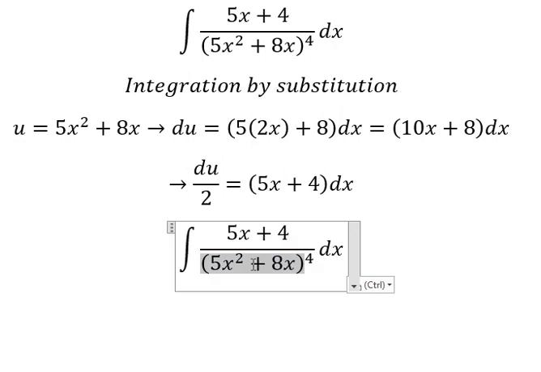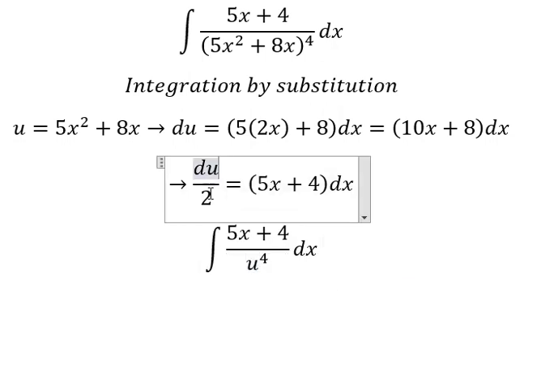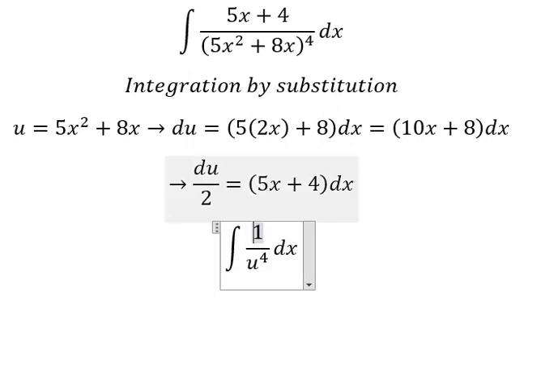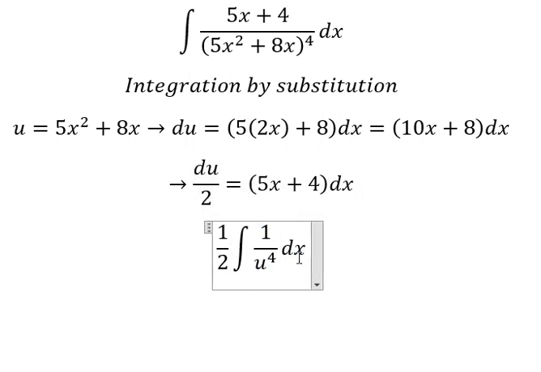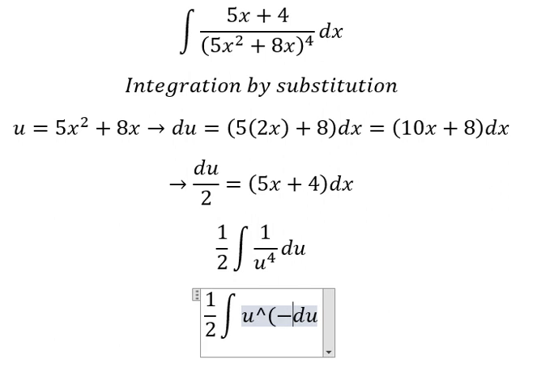This one we change by u. This one with the s we change by u over number 2. This one we change by u to the power of negative number 4.